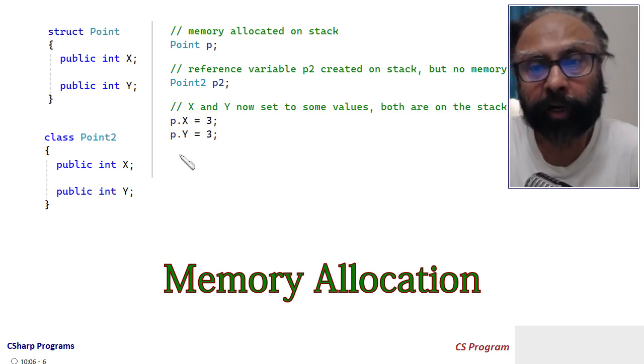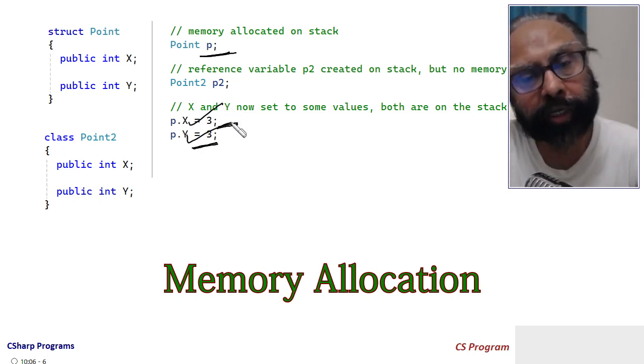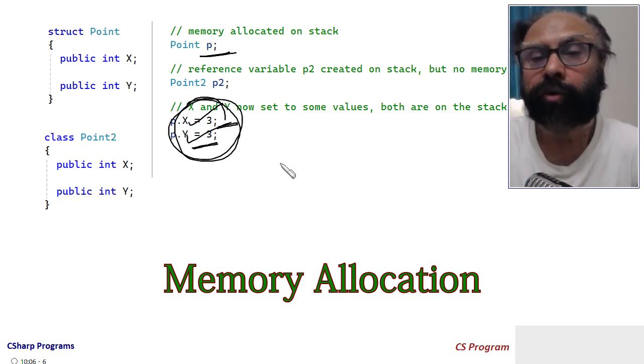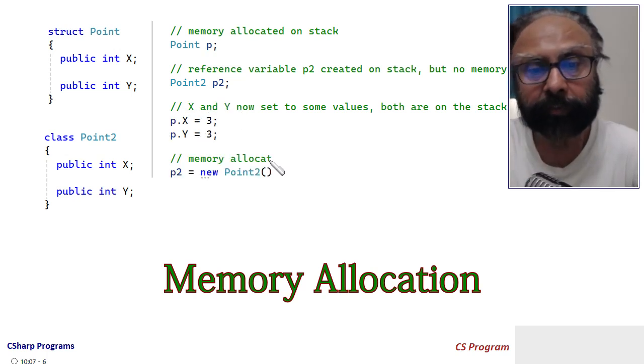So in the next part of the code, for this p, we have set x and y both equal to 3. So x and y were already created, and their values have now been set to 3 each. So no memory allocation has occurred at this point.